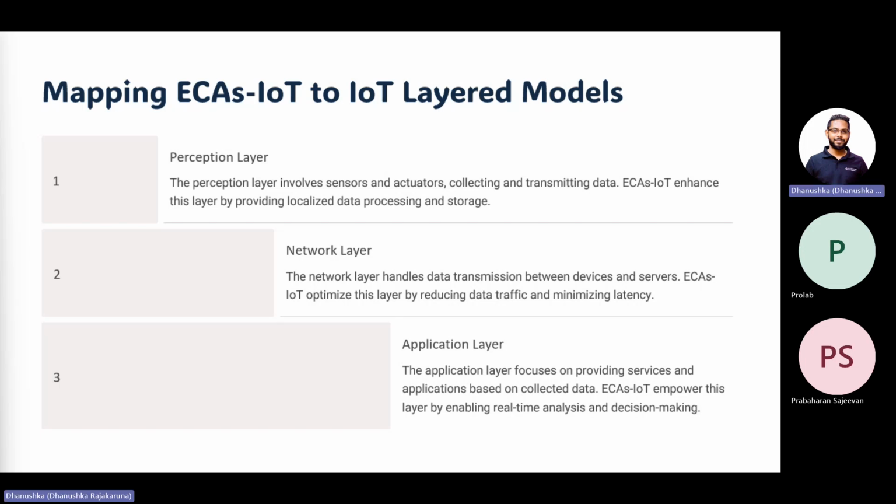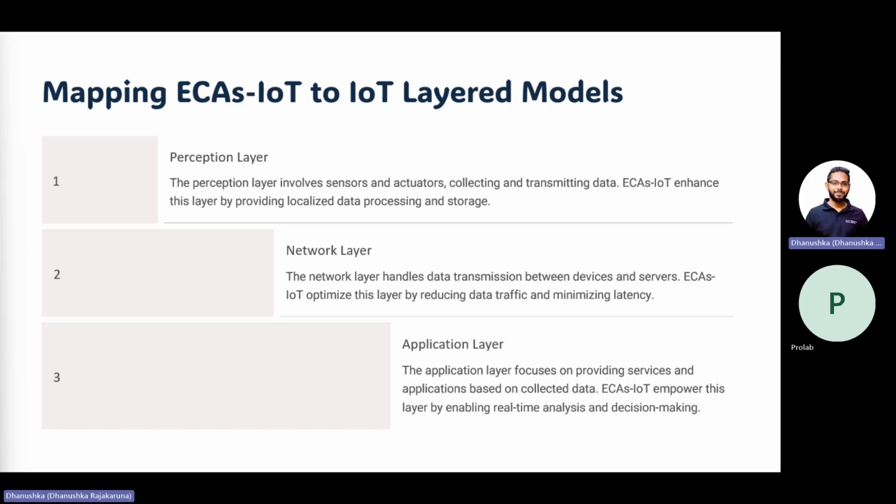For the advantages will be fog layer integrations, the position, role of roles, likewise. Then the cross-layer functionality. Key considerations for mapping are latency sensitivity, data volume, security and privacy, scalability.